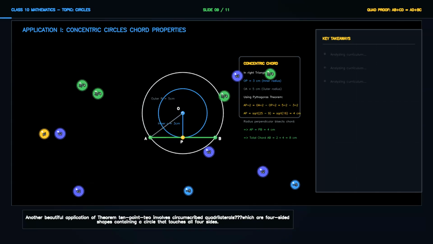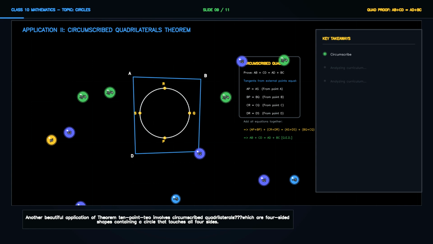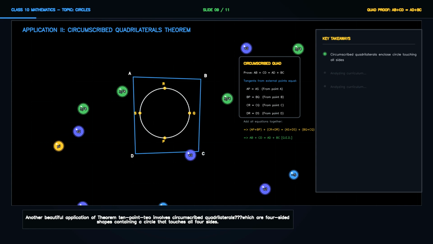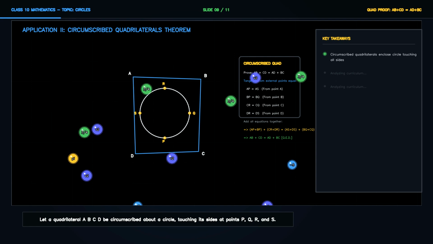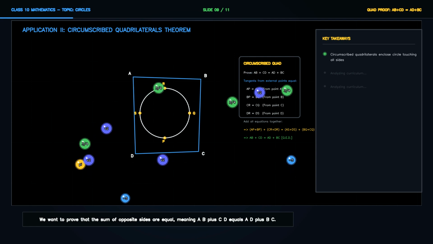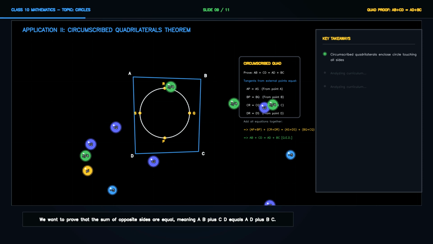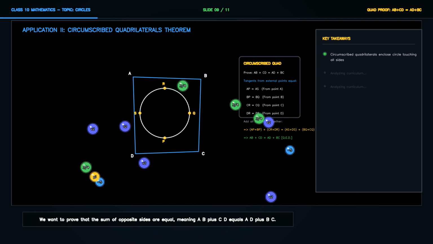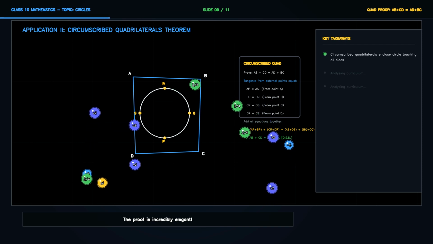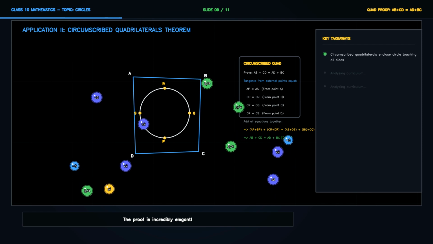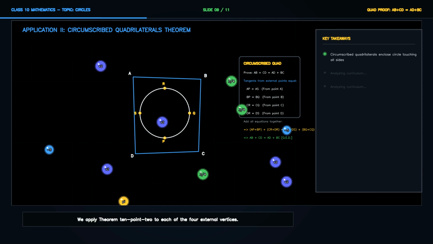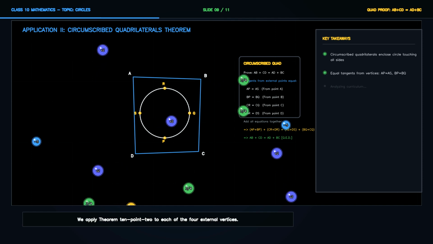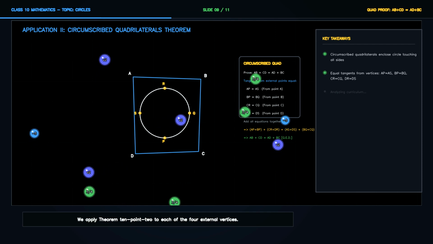Another beautiful application of Theorem 10.2 involves circumscribed quadrilaterals, which are four-sided shapes containing a circle that touches all four sides. Let a quadrilateral ABCD be circumscribed about a circle, touching its sides at points P, Q, R, and S. We want to prove that the sum of opposite sides are equal, meaning AB plus CD equals AD plus BC. The proof is incredibly elegant.